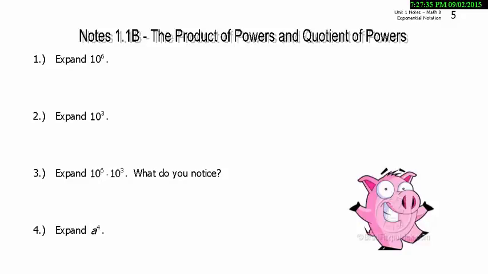All we need to do here is to write out what 10 to the 6th means. And so what we would have is 10 times 10 times 10 times 10 times 10 times 10. So it means 10 multiplied by itself 6 times. We don't need parentheses here because we don't have a negative number, but it's okay if you have parentheses.